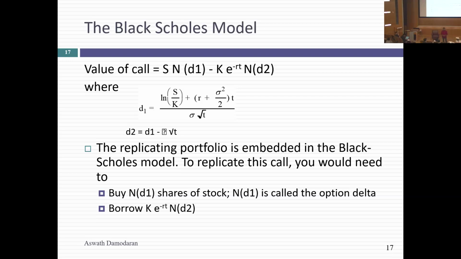So you compute D1 and D2, you go to that table, you get N of D1 and N of D2. They say, what the heck is Ke to the minus rT? K is the strike price. The original Black-Scholes was designed to value what are called European options. It's an unfortunate turn of phrase because it suggests it's something to do with geography. There's nothing to do with geography.